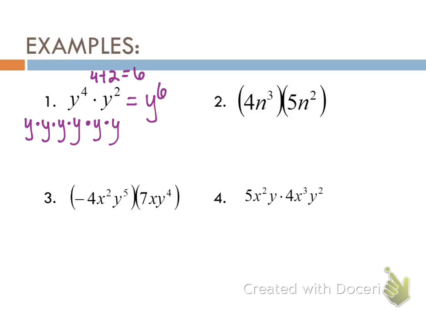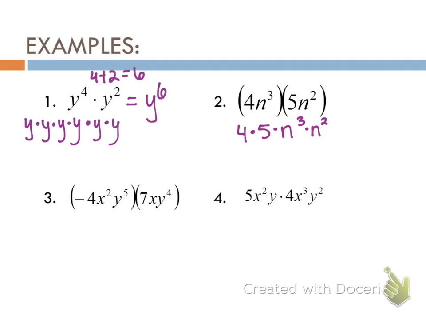Number 2 is a little bit different. It's still a multiplication problem. How do I still know that I'm multiplying? The parentheses tell me that. So I'm still going to multiply. Remember, we can multiply in any order. So I could rearrange this to have the 4 times 5 next to each other and to have the n's multiplied next to each other.